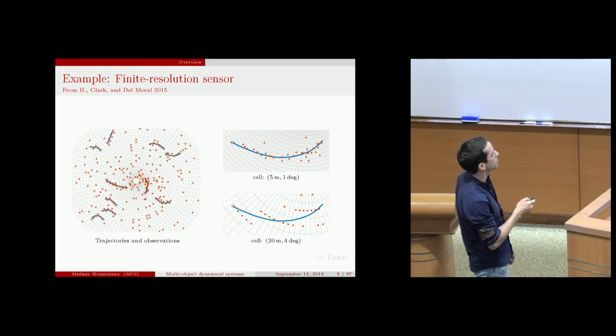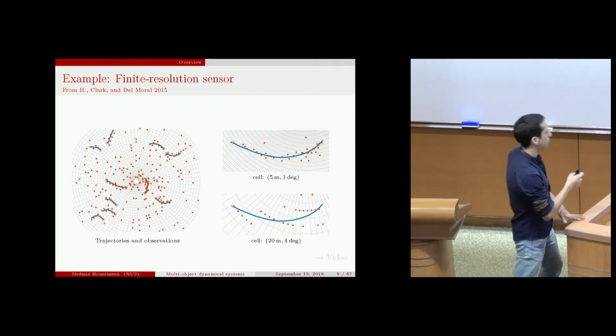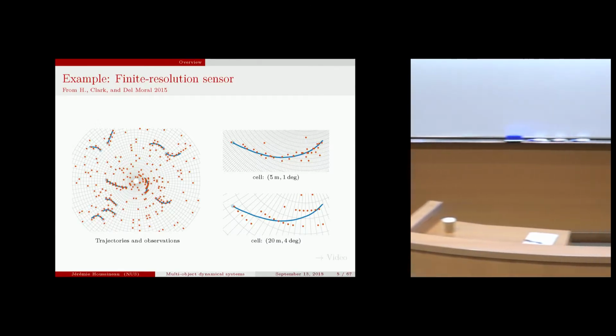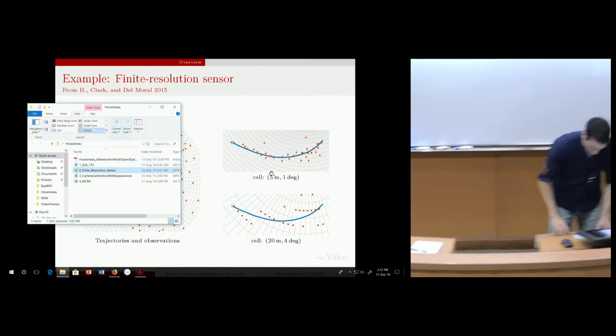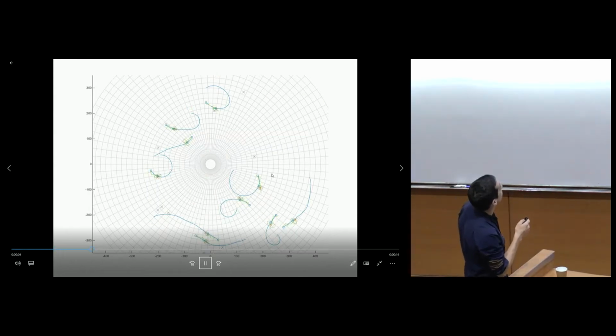For instance, here, as long as the object is in the middle of that cell, we only know that it's within this cell, and we don't know anything else. I also have a video to give some idea. You observe for some time in one cell, and suddenly you jump to the next cell. So this is highly nonlinear, and you need to take this into account.